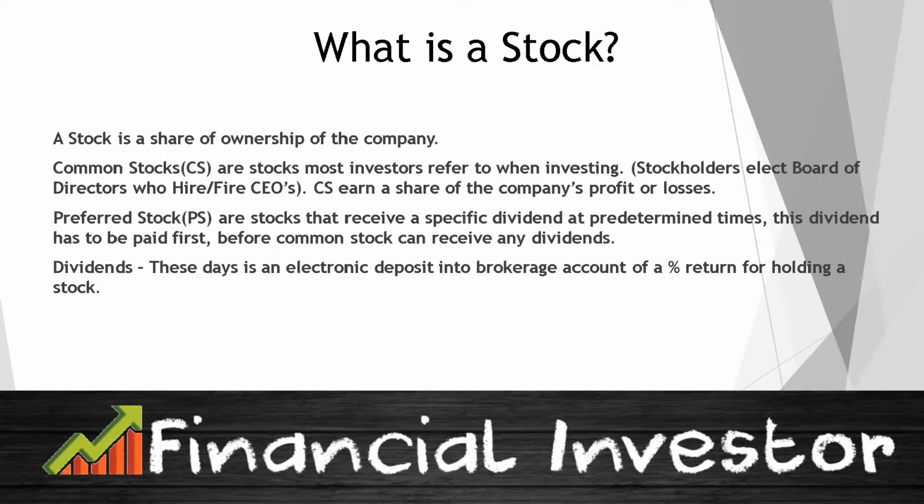The other one is preferred stocks, and this is a little bit harder to gain information on online. I looked it up. I didn't get too much on it besides that they are stocks that receive a specific dividend at predetermined times. This dividend is often much higher than the common stock's dividend, and this dividend has to be paid out first, even in times of bankruptcy, and before common stock can receive any dividend.